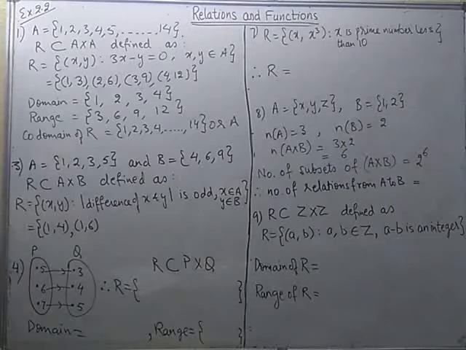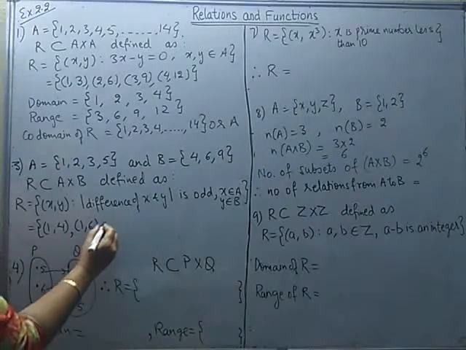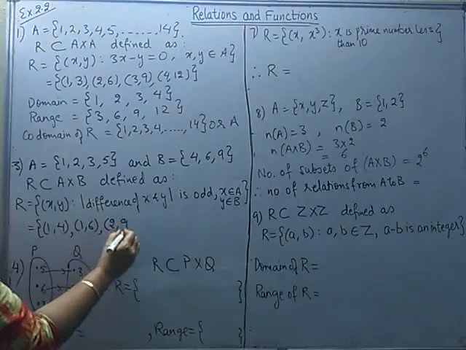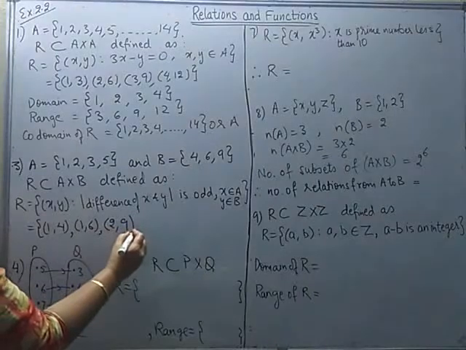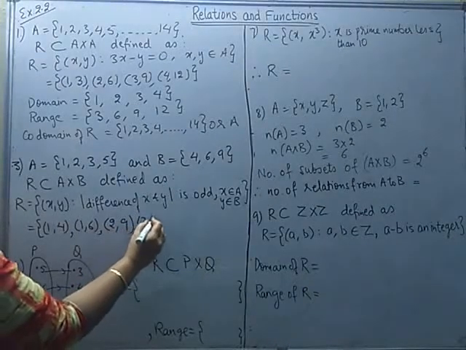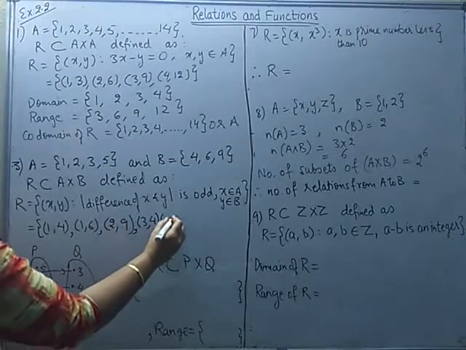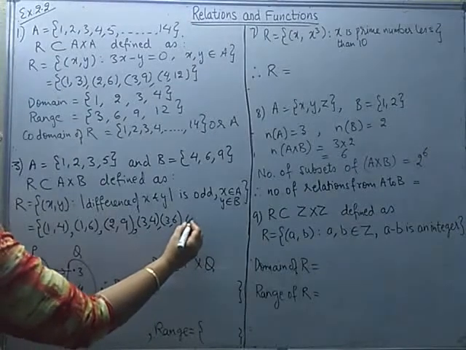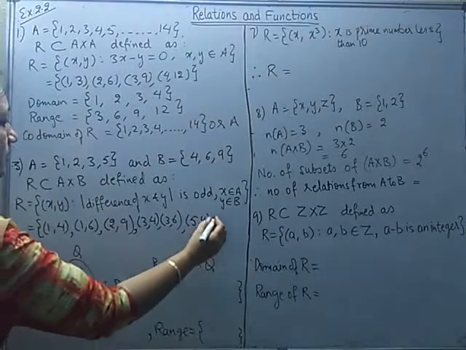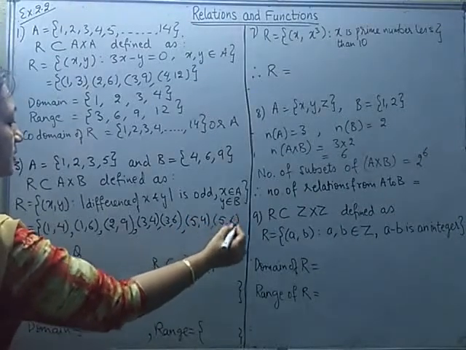So moving on to 2. 2 cannot be paired with 4 or 6. 2 can be paired with 9 only, because modulus of 2 minus 9 will give us 7, which is odd. Moving on to 3. 3 can be paired with 4 and 3 can be paired with 6. It cannot be paired with 9. In the same way, 5 can be paired with 4 and 5 can be paired with 6.